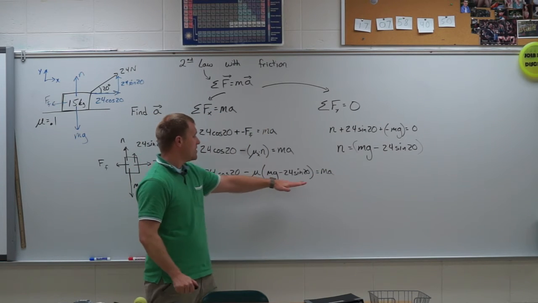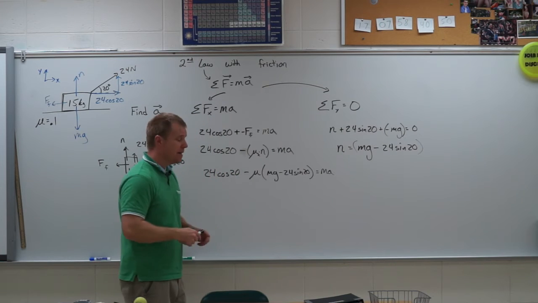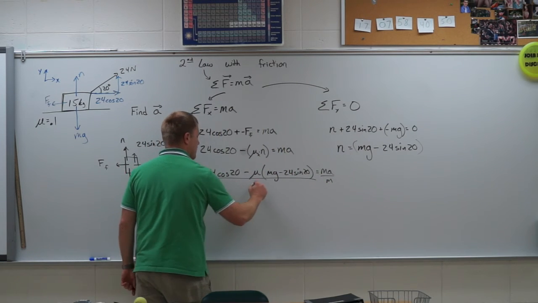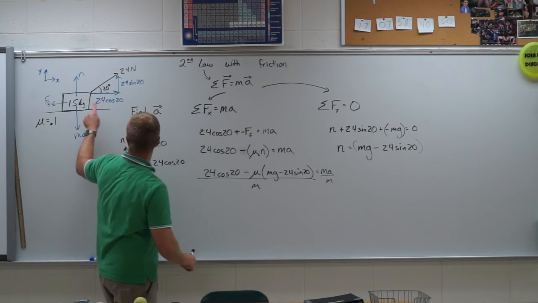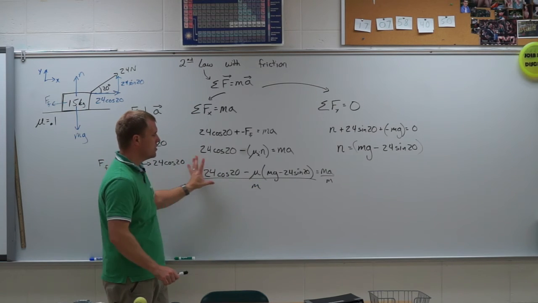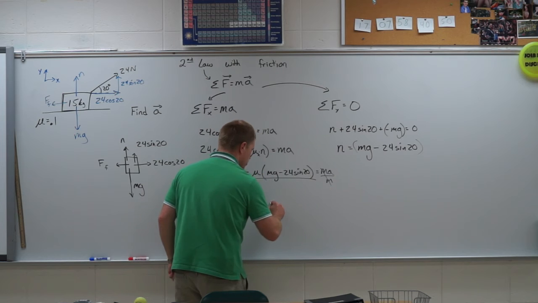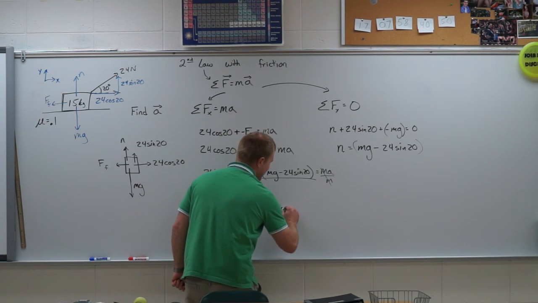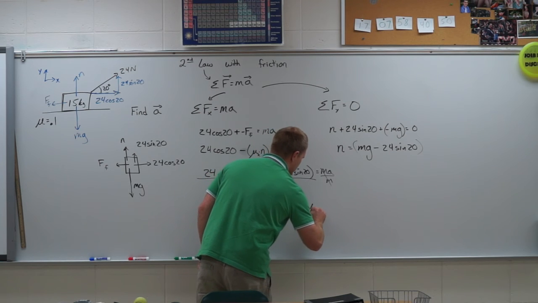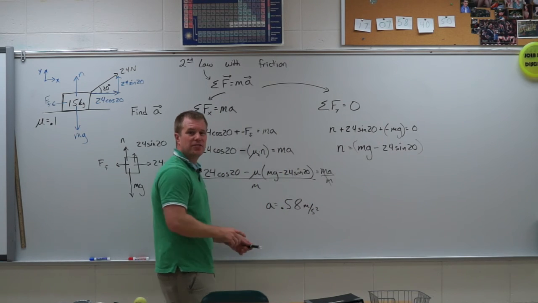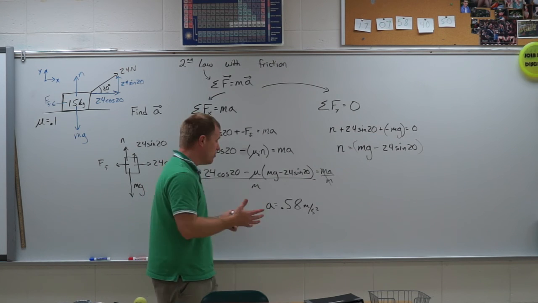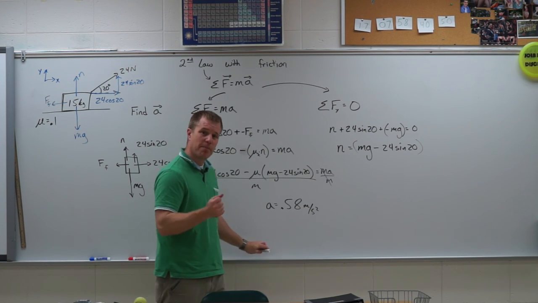All right. The last step is I'm going to divide by m and solve for a. So I'm going to divide both sides by m. M is going to be 15, mu is 0.1. So if you plug in your numbers, you should get an acceleration of 0.58 meters per second squared. And if you're watching these videos in order, it was 1.5 meters per second squared without friction, so now it is less when I apply friction.